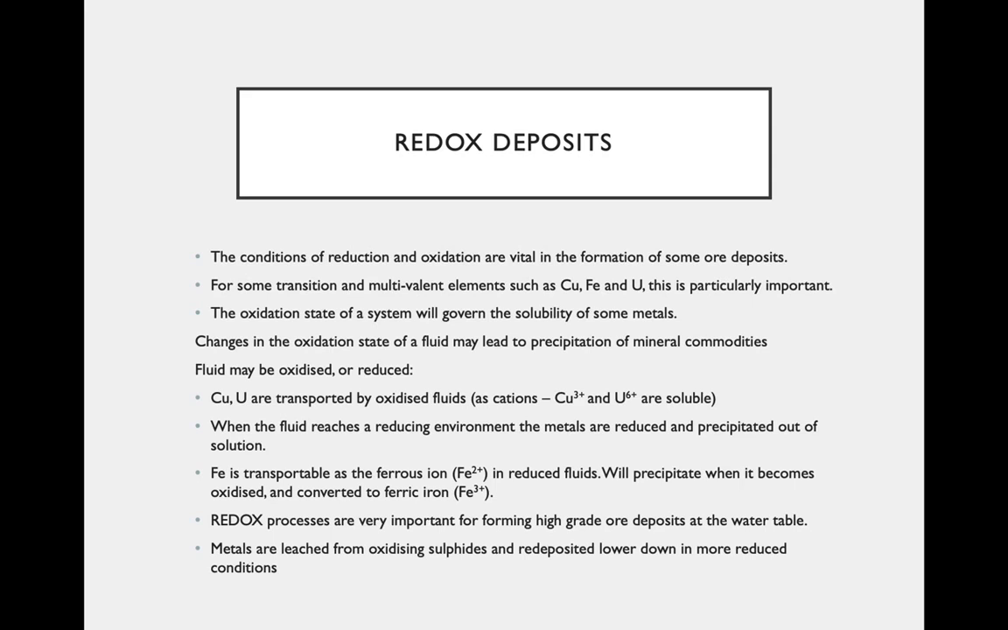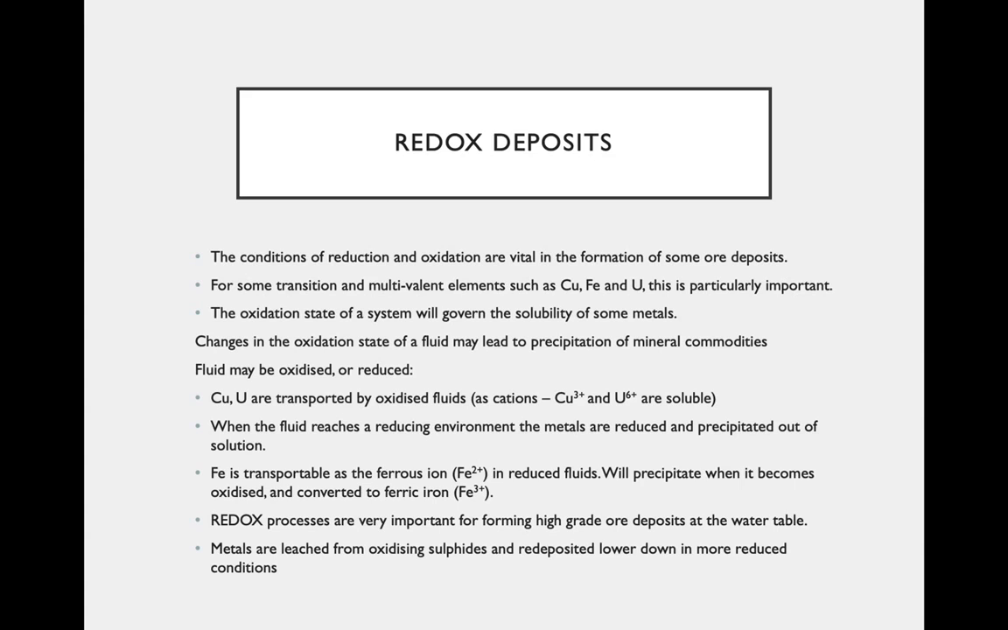So the cations are transported as copper 3 plus or uranium 6 plus, and they're more soluble. And when the fluid reaches a reducing environment, the metals are reduced and precipitated out of solution. For uranium, it might be just as uranium 4 plus, and for copper, it can be slightly more complicated, but there's a change in the conditions and the metals are no longer soluble.